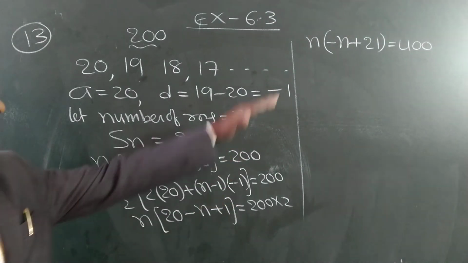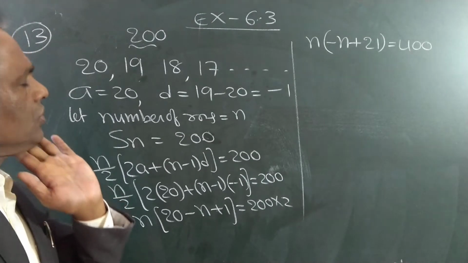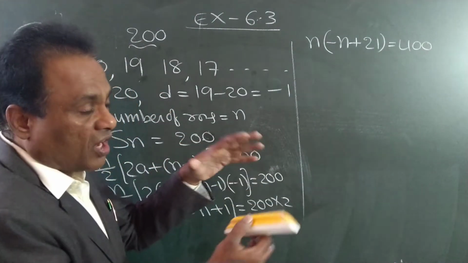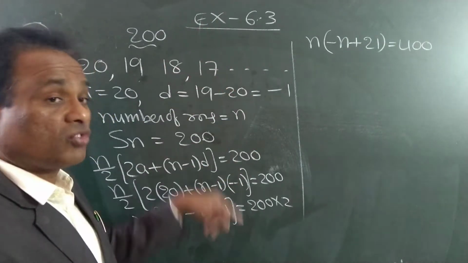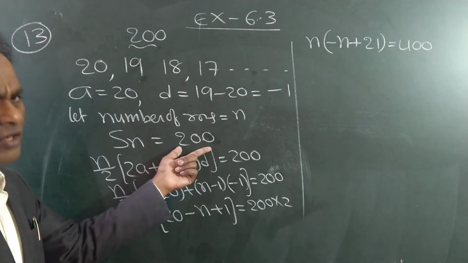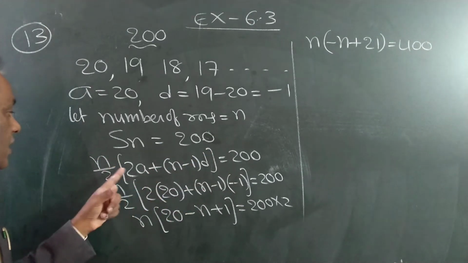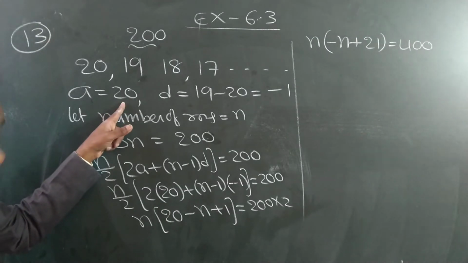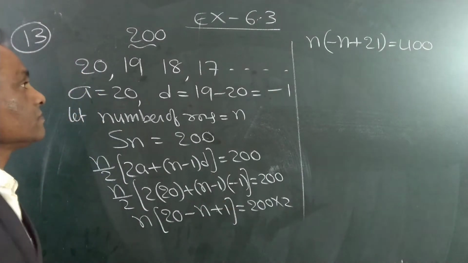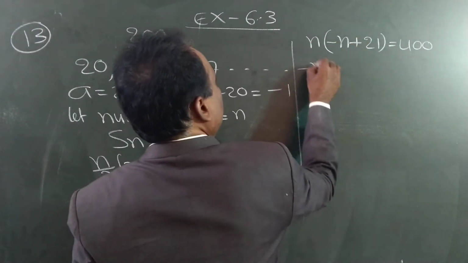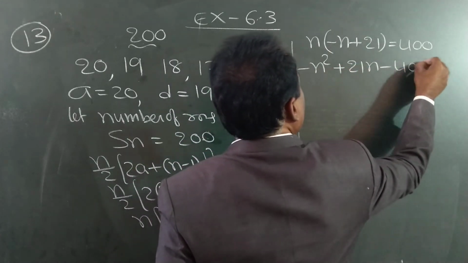Yesterday you wrote up to here. Only that simplification part is left. I explained all these concepts. The first row has 20 logs, next 19, next 18, and the sum of all the rows should equal 200. The sum formula in AP is n by 2 into (2a plus (n minus 1) into d), a is the first term 20, d is the second term minus the first term, that is minus 1. So minus n square plus 21n minus 400 is equal to 0.